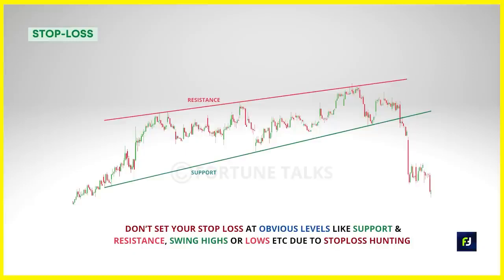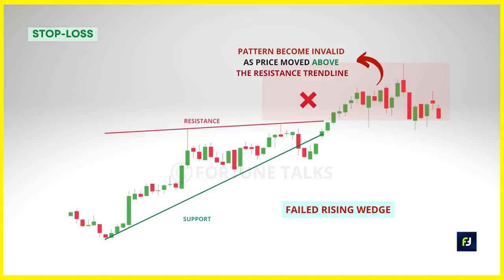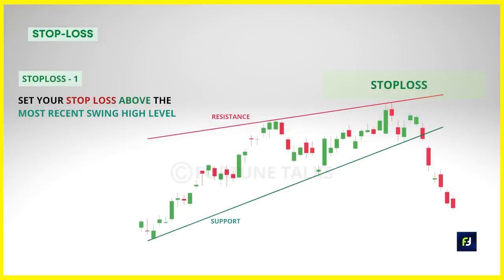So how do you get a proper stop loss setup? It's very simple. As I have mentioned over and over again, your stop loss should be at a level that if crossed invalidates your trading setup. So we are trading a rising wedge pattern here, and the pattern is invalid if the price breaks and closes above the top trend line resistance. So you have to keep your stop loss above this resistance level.